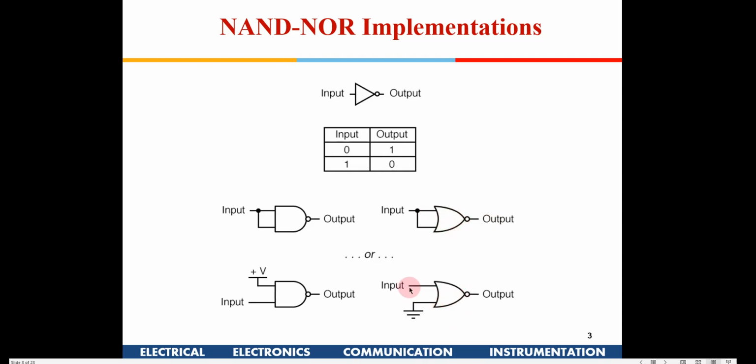The other configuration is where you ground one input. If you have input as 1, the OR gate output will be 1, and since you have a bubble here, the NOR gate will give 0. So this is another configuration. These are the 4 different configurations of implementing an inverter using either NAND or NOR. Okay, is it okay with all of you?